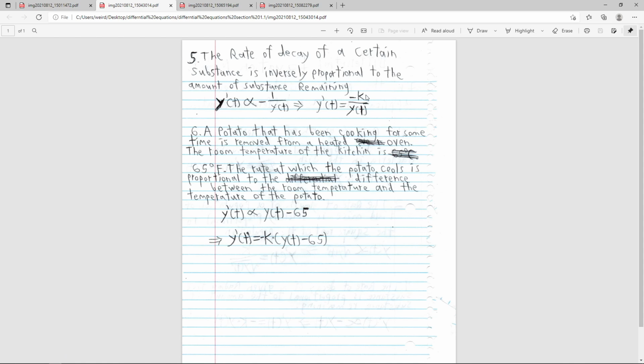And now we have: the rate of decay of a certain substance is inversely proportional to the amount of substance remaining. So inversely proportional to the substance remaining would be negative 1 divided by y of t, and then we just have an equal sign, so it's negative k divided by y of t.